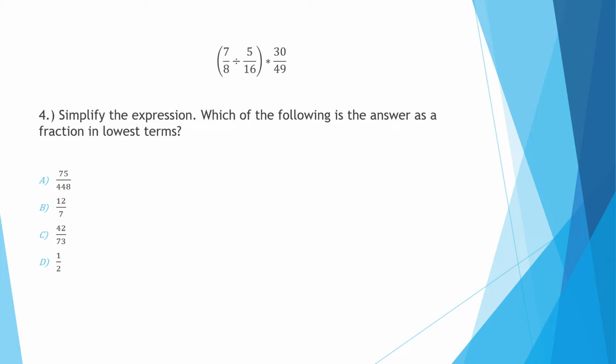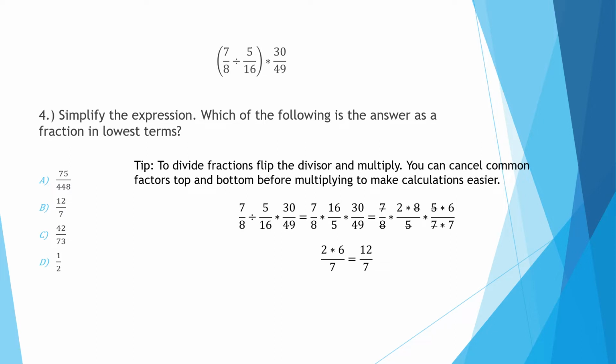When we multiply fractions, we are going to multiply numerator to numerator and denominator to denominator. When we are dividing fractions, we are going to multiply by the reciprocal of the divisor. What this means is that when I am dividing two fractions, such as 7/8 and 5/16, I am going to change the division to multiplication and flip the dividing fraction. This is going to give me 7/8 multiplied by 16/5 instead of 7/8 divided by 5/16.